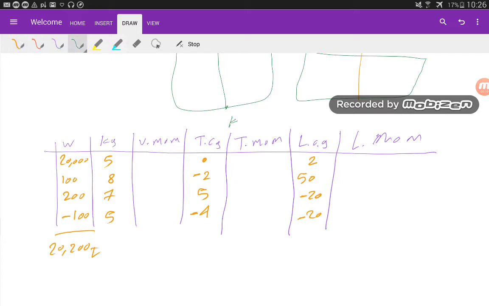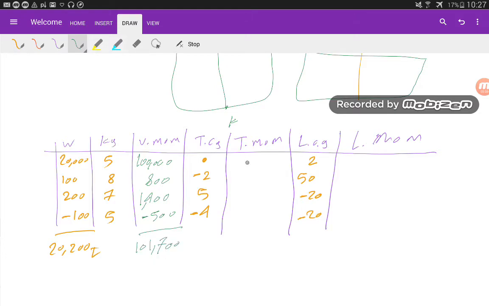Now we are going to calculate the moments. We just multiply KG times weight for each row, and we will have the vertical moment. So the vertical moments will be 100,000, 800, 1400, and -500. The sum of vertical moment will be 101,700.